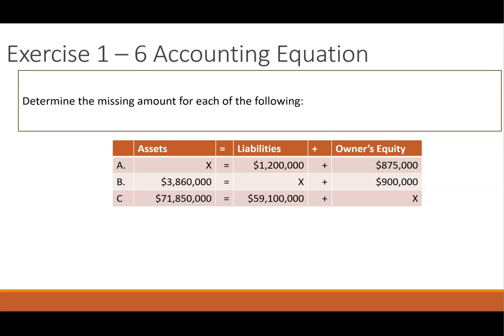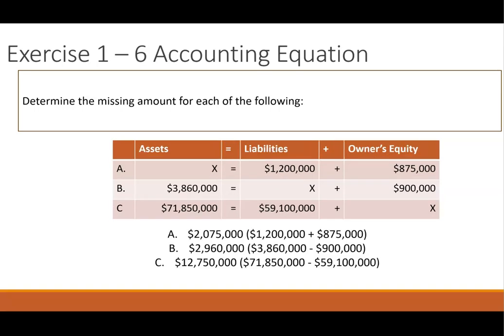46,654. Now, using the same concept, assets equal liabilities plus stockholders' equity, you should be able to go in here and figure out each one of these, right? So in A, assets are going to equal the liabilities of $1.2 million and owner's equity of $875. So wouldn't assets be the total of that? 2,075,000.